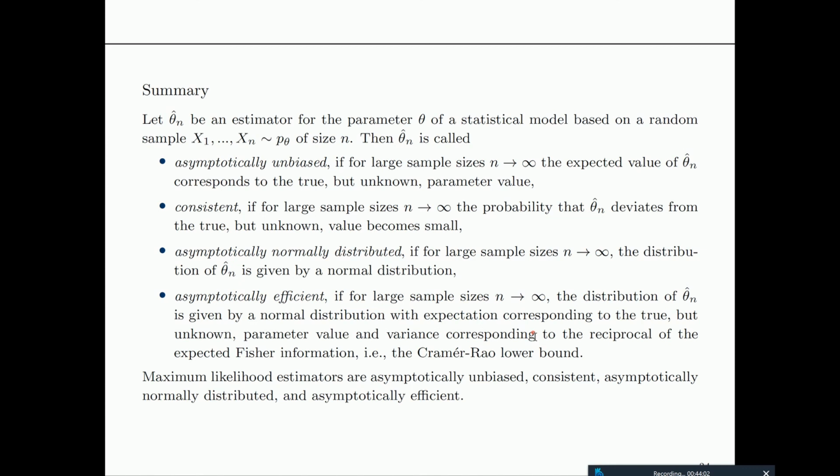So if we are in 2019 where the sample sizes are large and you need SQL to download some data, because the sample size is so large, so it's important. We are in this age of big data, so it's important. And these are the criteria in the large sample size limit, and maximum likelihood estimators, which are our favorite estimators, are asymptotically unbiased, consistent, asymptotically normally distributed, and asymptotically efficient. So that's the bottom line.